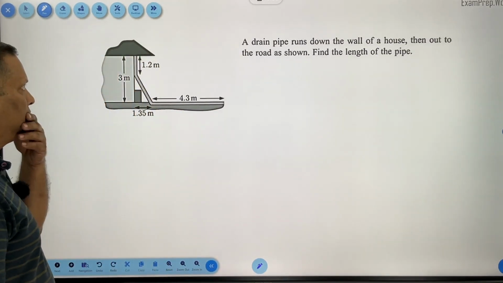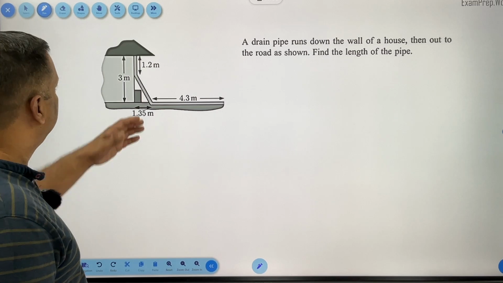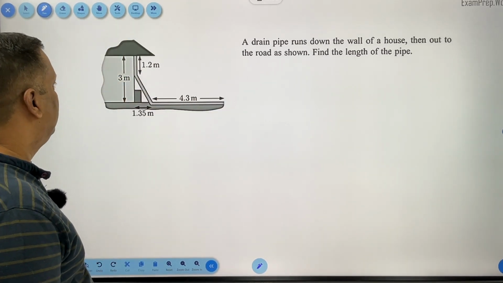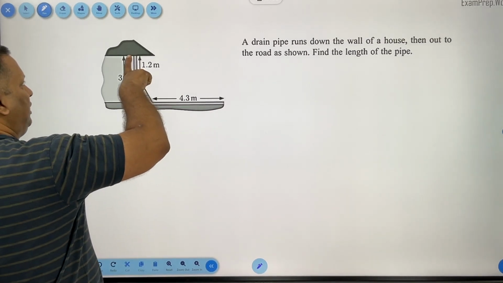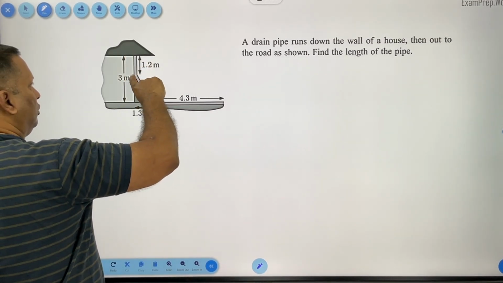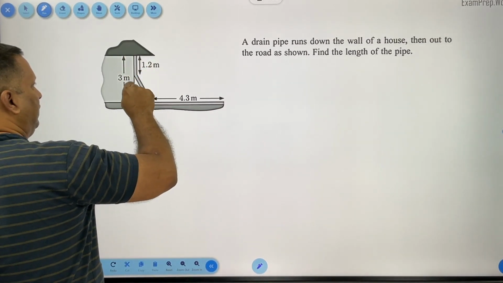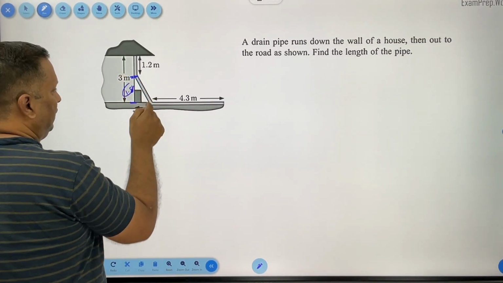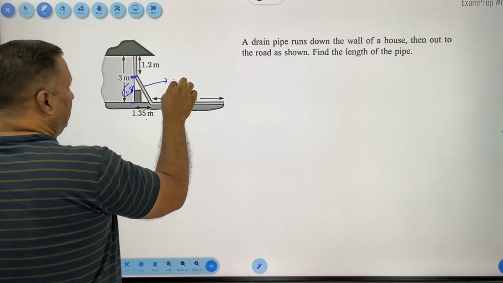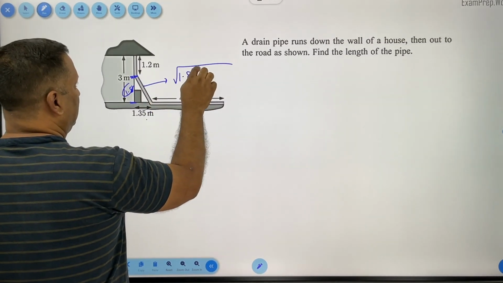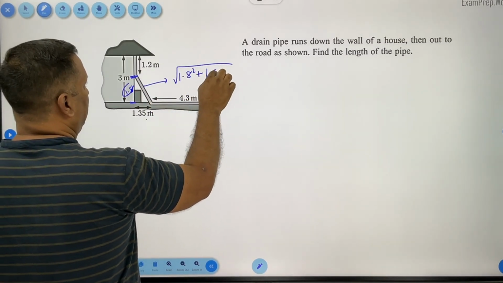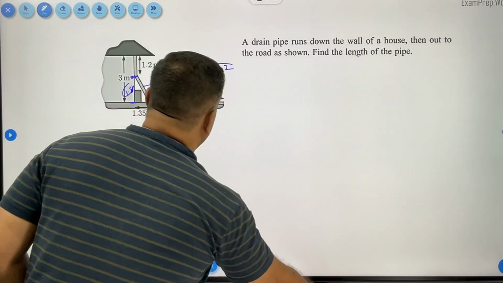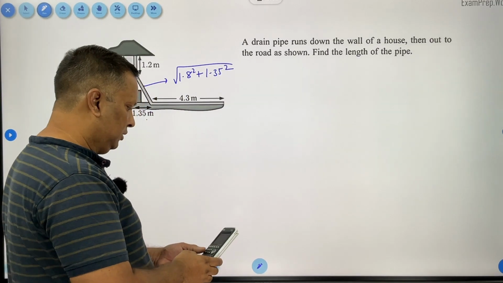Okay. Here they are talking of a drain pipe. The pipe is running like this. We have to find the length of this pipe. So, this is 3, this is 1.2. So this part is how much? 1.8 from here to here. 1.8 and this is 1.35. Then this hypotenuse will be the root of 1.8 square plus 1.35 square. Then we'll add the 1st, 2nd and 3rd parts. Right? So let us go ahead and calculate that distance.